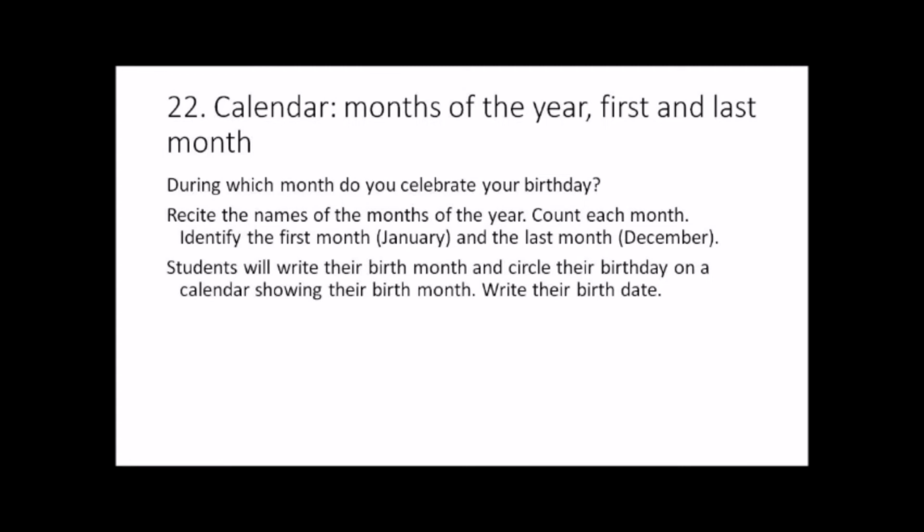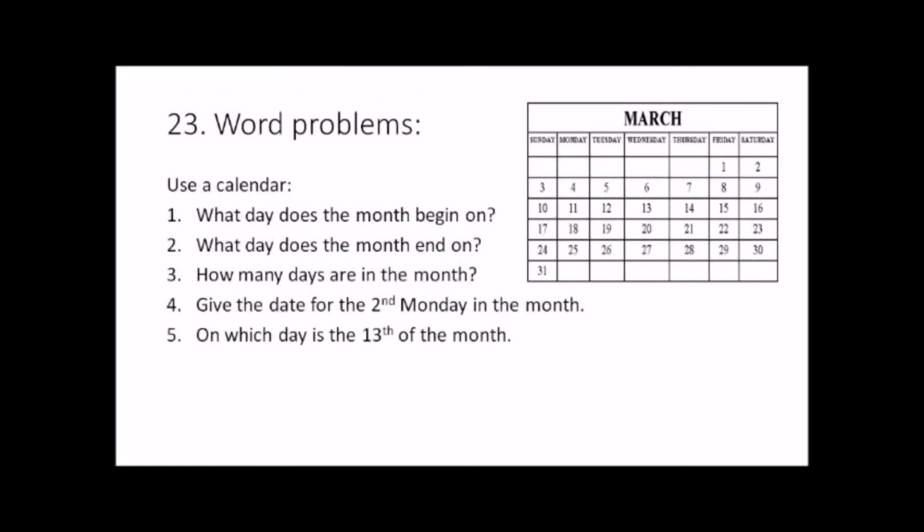Students will write their birth months and circle their birthday on a calendar showing their birth month. Write their birth date. All of this they can do with the calendar, but the main thing you want them to realize is the first month, the last month, and be able to say the names of the months in order.